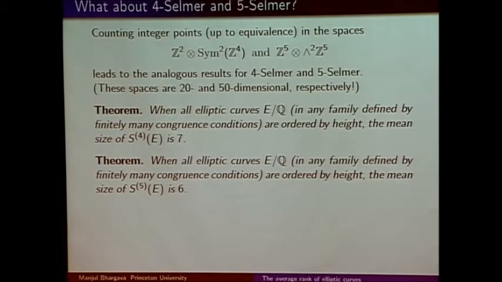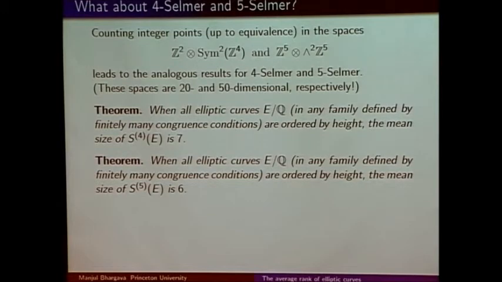When we do this count for Selmer elements, PGL2 has Tamagawa number 2, and so that's why you expect 2 elements on average having order 2 in the 2-Selmer group. And in the same way, in general, the group that you use in counting n-Selmer is PGLn, and that's why you expect, on average, n elements in n-Selmer having order n.